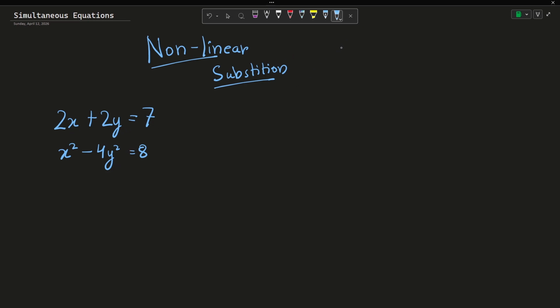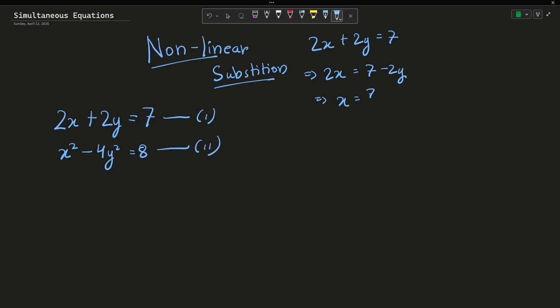Now to do this, in substitution, first of all, we will have to make one of the variables the subject of the equation. I highly recommend going with the linear equation, as it is very hard to make the subject of nonlinear equations. So we are going to do the linear equation first. Initially our linear equation was this, and right now I want to make x the subject. So 2x is equal to 7 minus 2y, and if I divide both sides by 2, x is equal to (7 minus 2y) over 2.